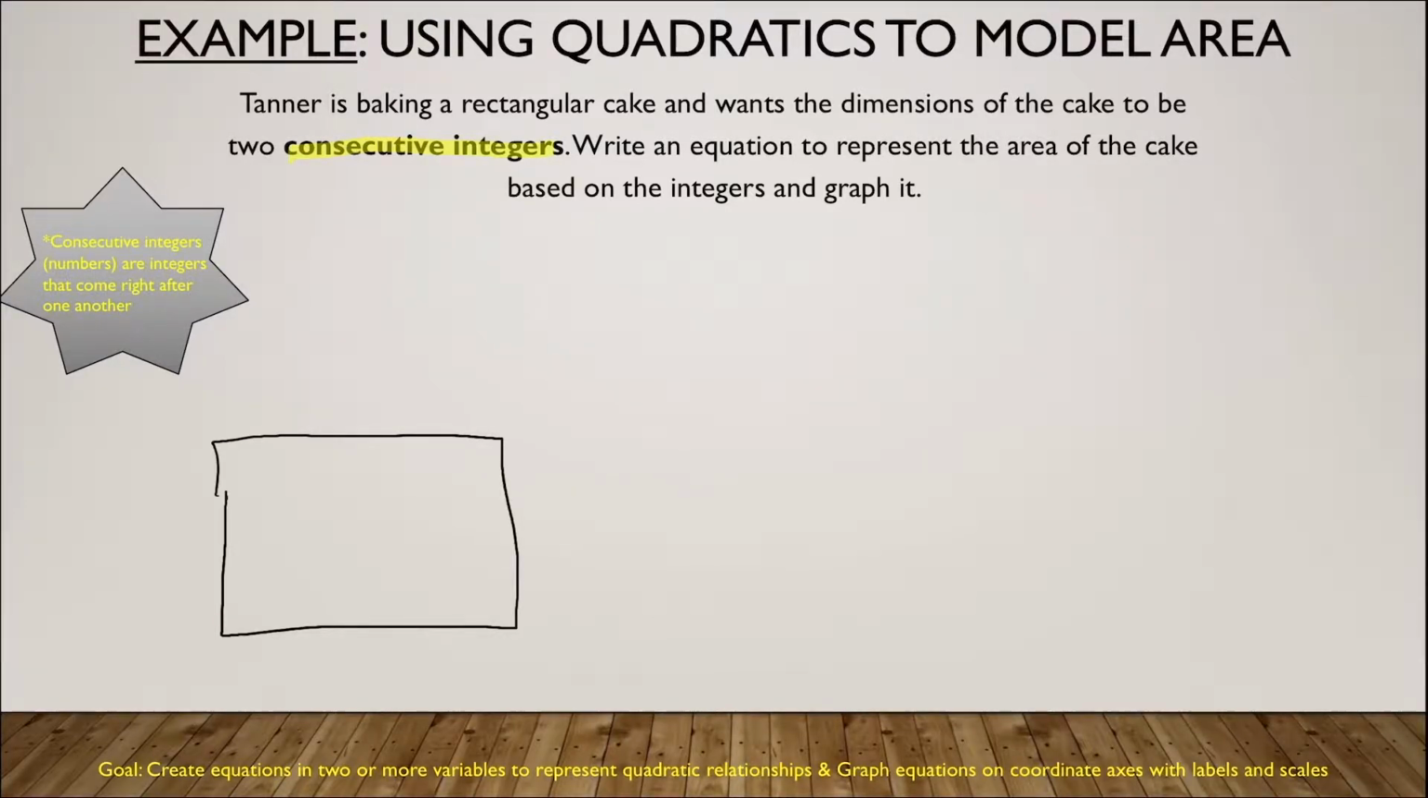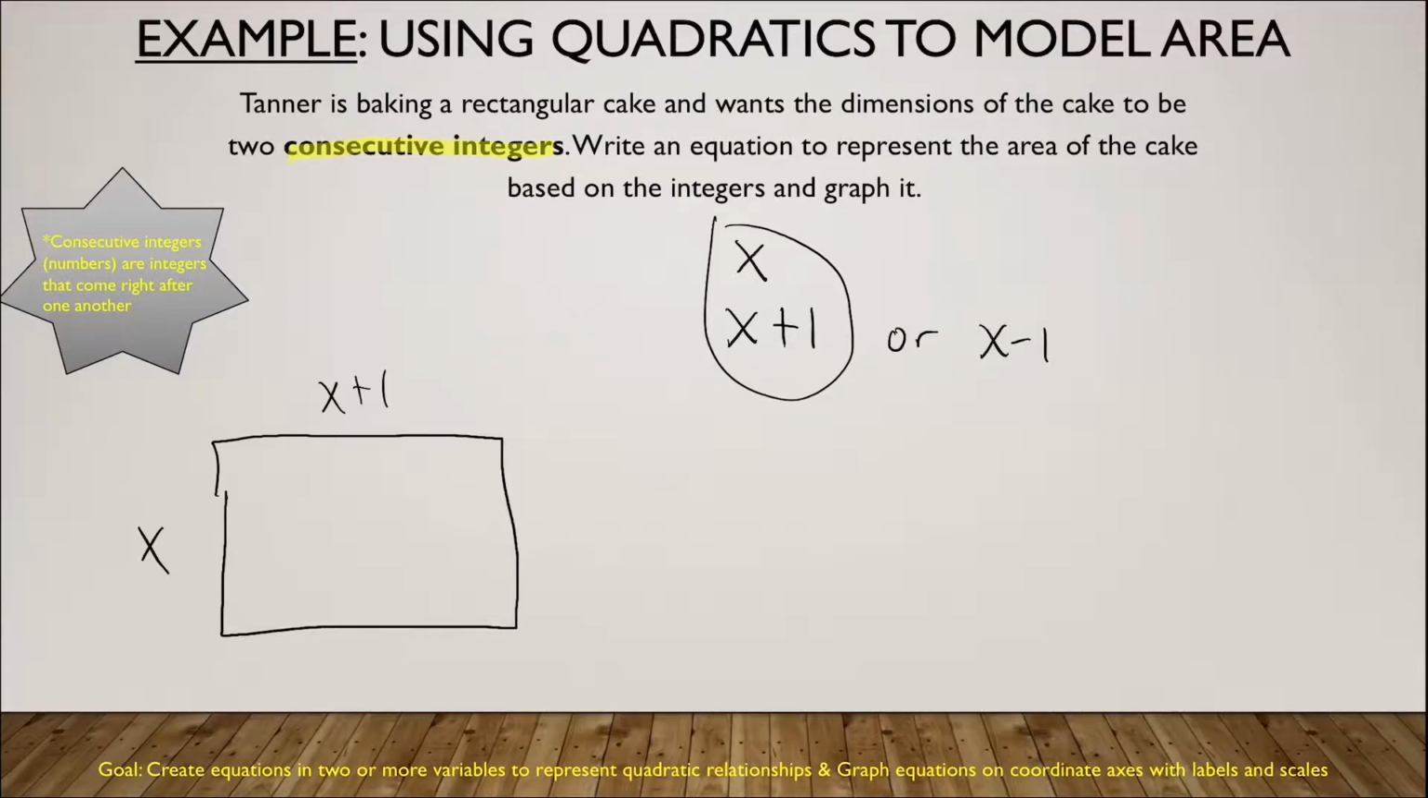The big thing we have to look at is, what does consecutive integers mean? That's one number that comes after another. So if I have x being my first number, a consecutive number would be like x plus 1 or x minus 1. They're numbers that are right next to each other. So I'm going to use this pair right here, x times x plus 1.